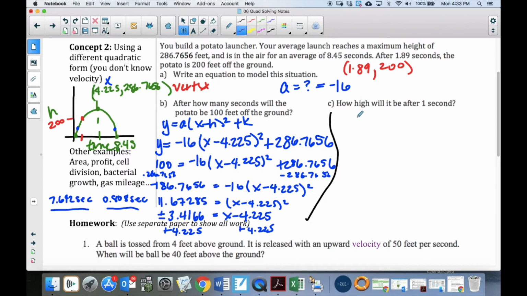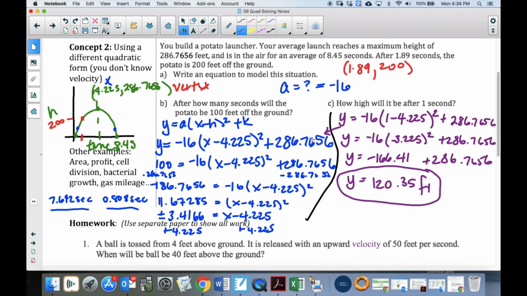Next question is how high will it be after 1 second? So let's go back to that original equation and plug in 1 second for the t. Well, the t is the x. So I'm trying to find the height. The height is the y. So I'm going to say y equals, and I'm going to plug in for the x.